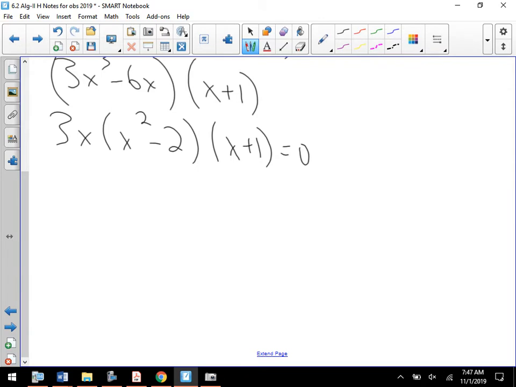Okay? So this was a 4th degree polynomial, which meant how many zeros should we have had? Should have had 4 of them. In this case, the first 0 is 0. The next one is plus or minus root 2, very good. And the last one is at negative 1, boom shakalaka.